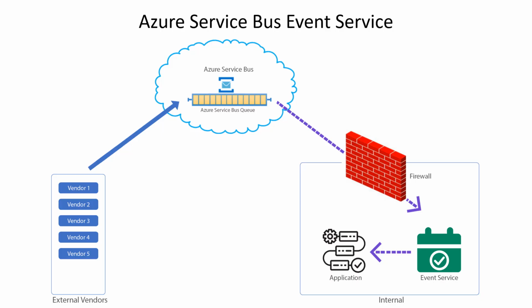Let's quickly refer to this diagram and understand it better. Let us look into the scenario. An external vendor feeds the data to the Azure Service Bus queue. Later, the same thing is picked up by the event service and processed through the application. As part of this demo, we have taken a ticket booking system as the demo scenario, wherein the external vendors place the request for a ticket. The same thing is stored in the Azure Service Bus queue. The request from the queue is processed through the event service. The event service kicks off the application.